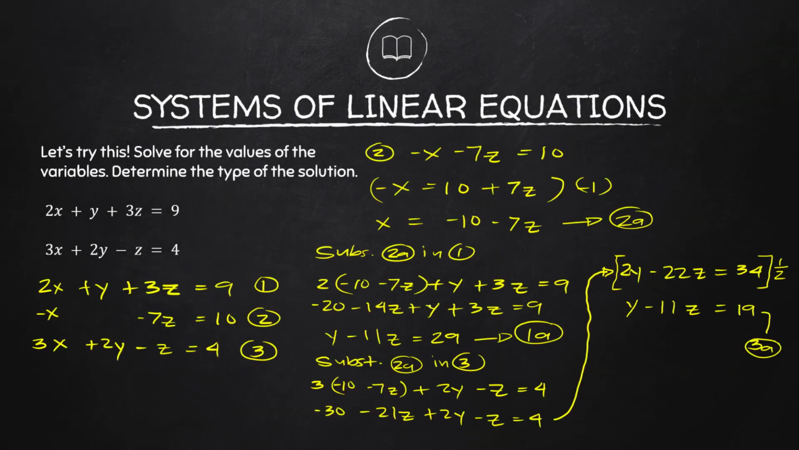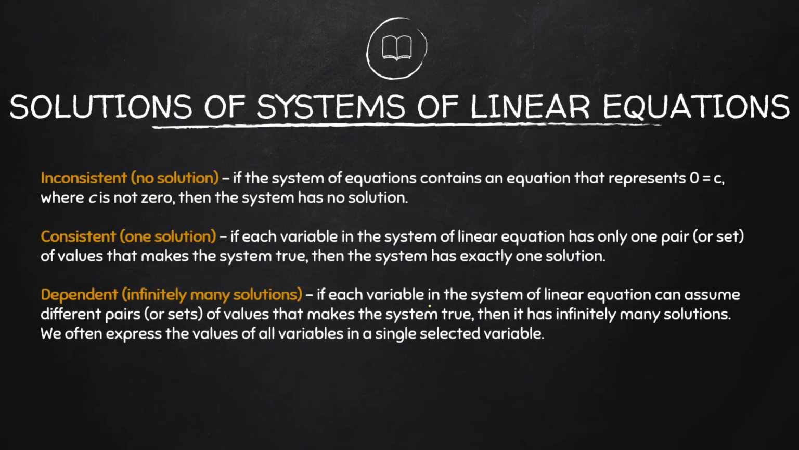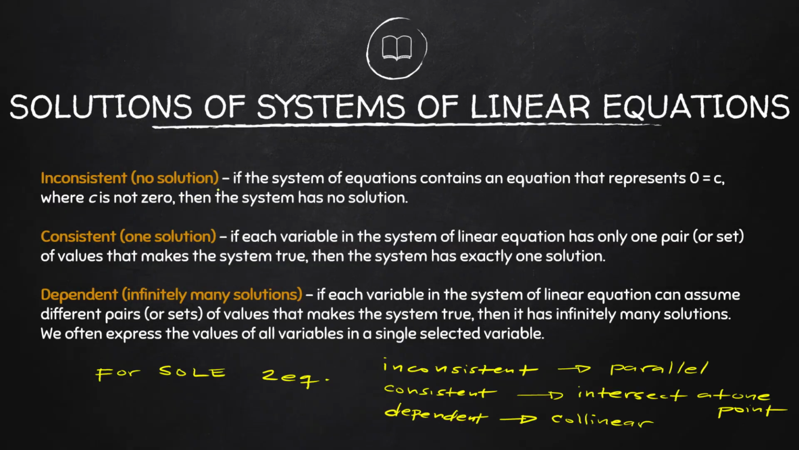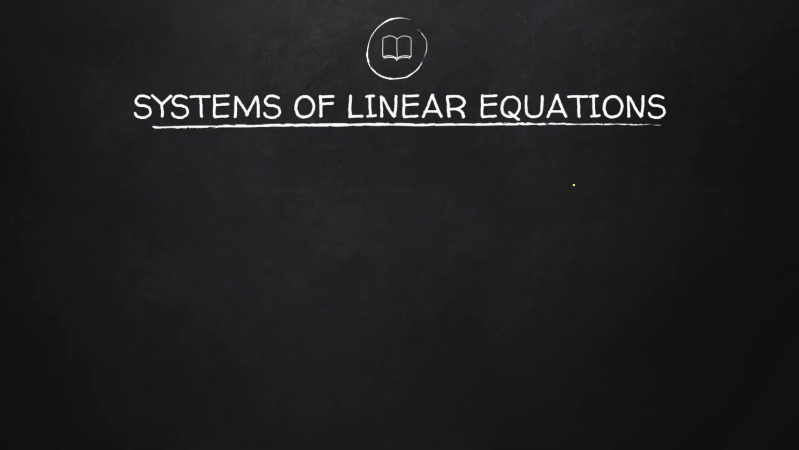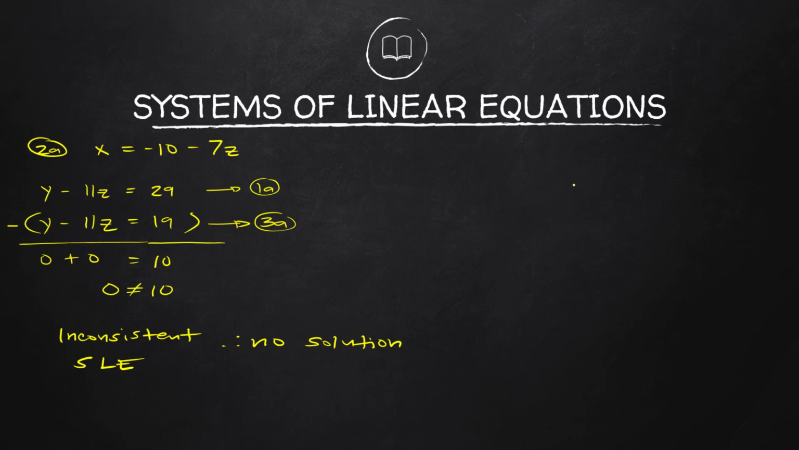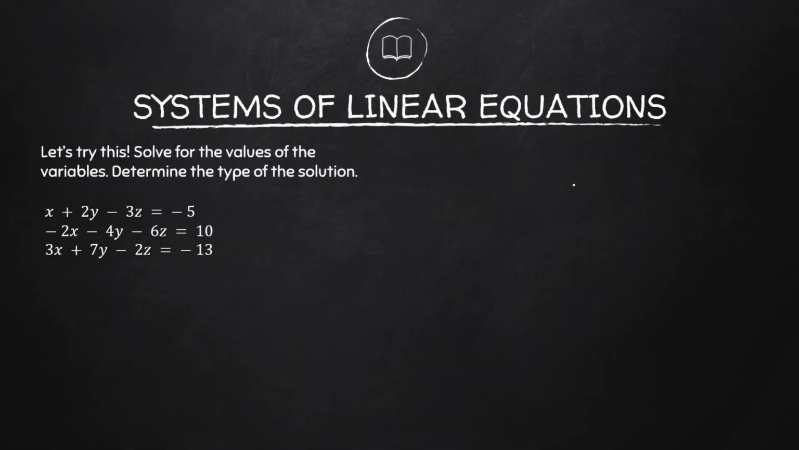Because if you go back to the conditions of the solutions of a system of linear equations, the inconsistent solution will happen if 0 will be equal to c in the last part of our computation. The system is inconsistent in that case. No solution. So let's have another example. Again, we are going to solve for the values of the variables, and we are going to determine the type of the solution.